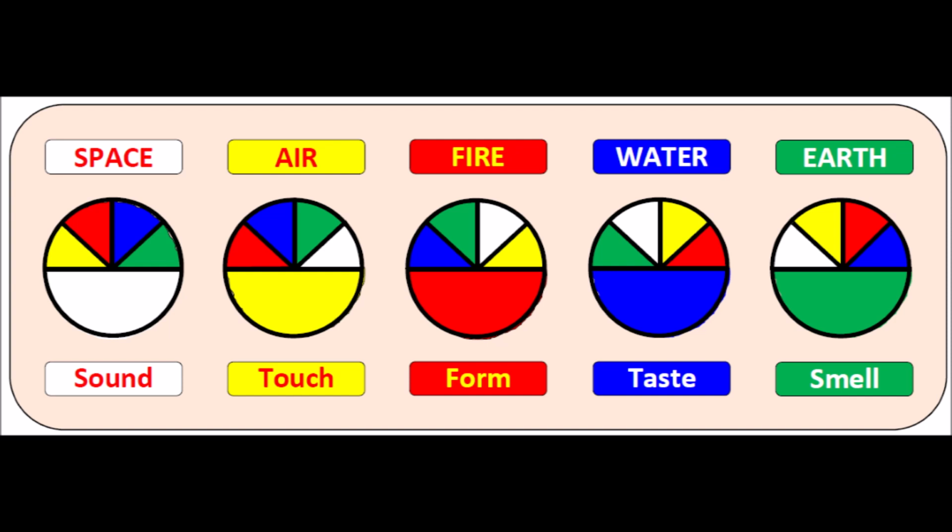So fire is the first element in the sequence to have a form, right? And from fire came water. Now water has sound, touch, form, and in addition it has taste. Finally, from water came earth. Earth has sound, touch, form, taste, and a last component which is smell. You can smell earth, right?